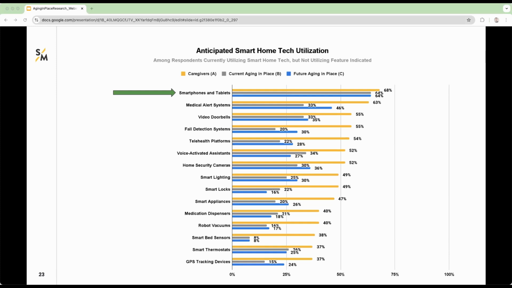What does that imply to me, at least? Well, it seems to say that we have more work to do in explaining and demonstrating the benefits of these more, I guess you could call them, convenience-based smart home devices. And that work needs to be done particularly amongst aging in place persons.